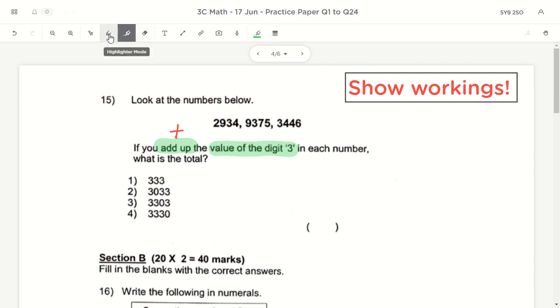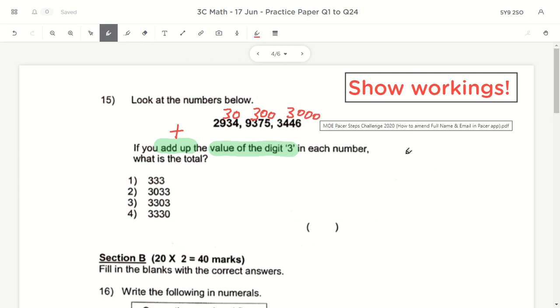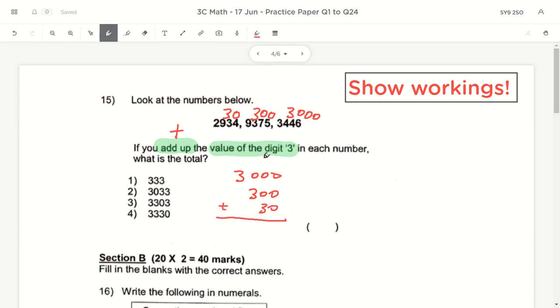For the first one, you realize that the digit 3 here is 30. This is the value of the digit 3. Over here, the digit 3 stands for 300. Over here, digit 3 stands for 3000. So all you need to do, very simple, is 3000 plus 300 plus 30. I'm adding the value of the digit 3 in each number. The answer is 4.